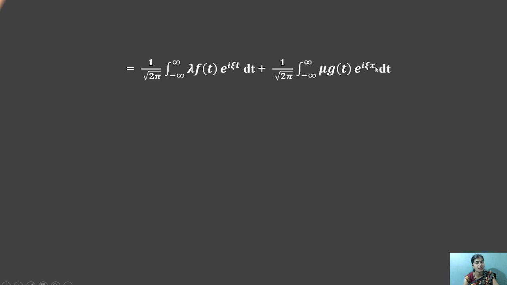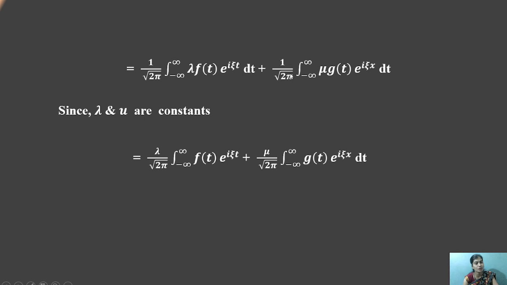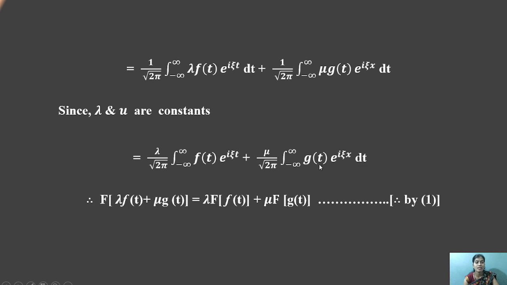You know that lambda and mu are constants, so they can be taken common in each term. That is lambda times 1 upon square root of 2 pi integral from minus infinity to infinity of f of t e to the power i xi t dt, plus mu times 1 upon square root of 2 pi integral from minus infinity to infinity of g of t e to the power i xi t dt. These will be separated.